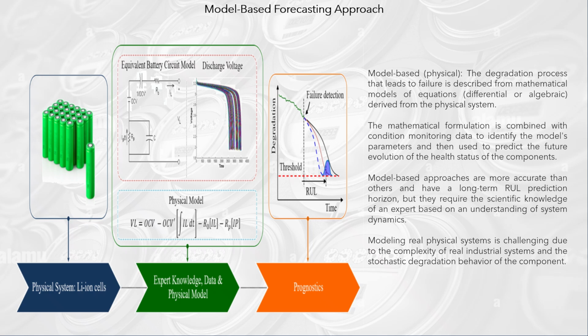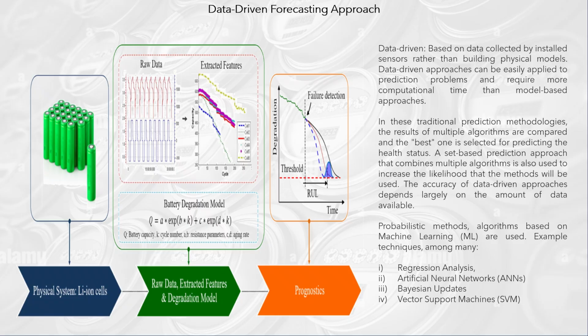Modeling real physical systems is challenging due to the complexity of real industrial systems and the stochastic degradation behavior of the component. Data-driven, based on data collected by installed sensors rather than building physical models. Data-driven approaches can be easily applied to prediction problems and require more computational time than model-based approaches.